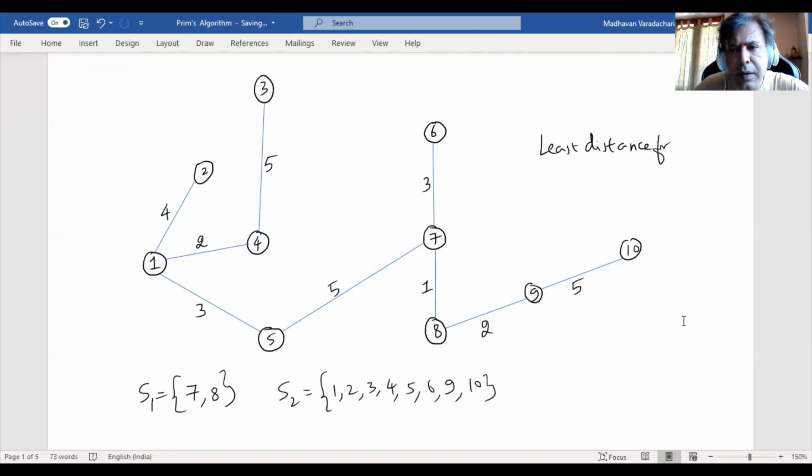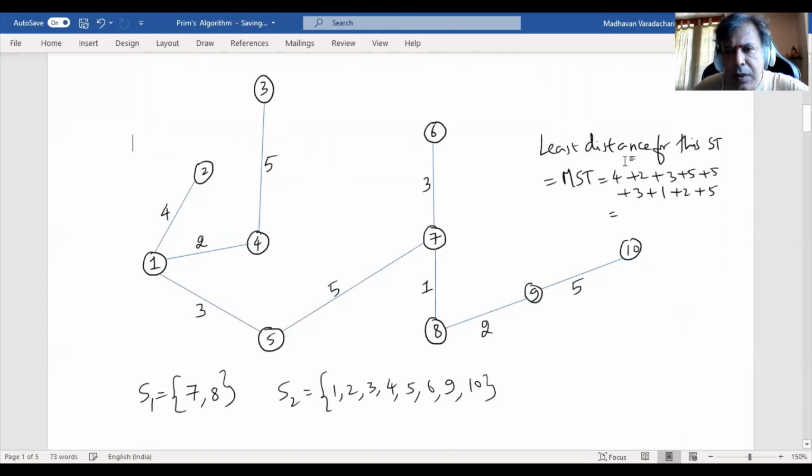And we can calculate the least weight or least distance for this spanning tree, which is nothing but minimum spanning tree. I need to add the distances 4 plus 2 plus 3 plus 5 plus 5 plus 3 plus 1 plus 2 plus 5. How much? 6 plus 3, 9, 9 plus 5, 14, 14 plus 5, 19, 19 plus 3, 22, 22 plus 1, 23, 23 plus 2, 25, 25 plus 5, 30. That is the solution for this particular problem.